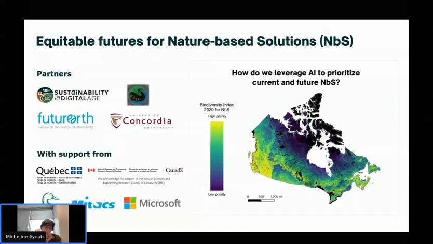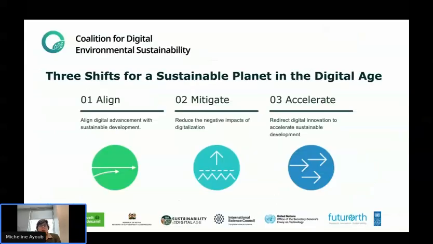And we are also being supported by Ducks Unlimited Canada, MyTax, and Microsoft in this case. We are also part of an international coalition called the Coalition for Digital Environmental Sustainability. As I mentioned at the beginning, we work on how sustainability can be helped by digital tools, but also how digital tools have to be sustainable themselves.